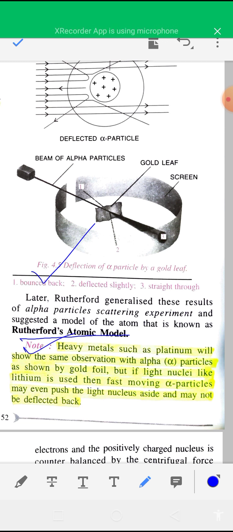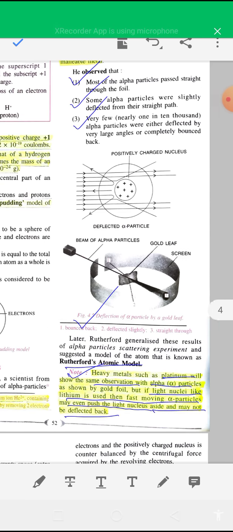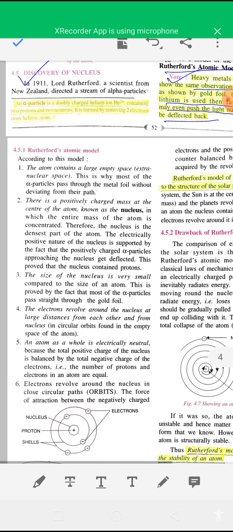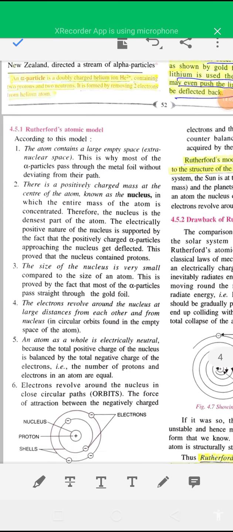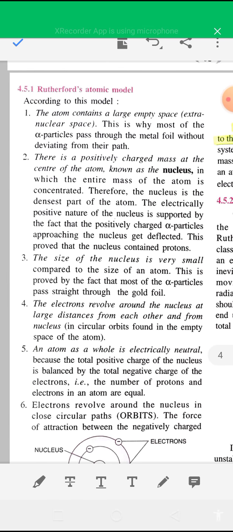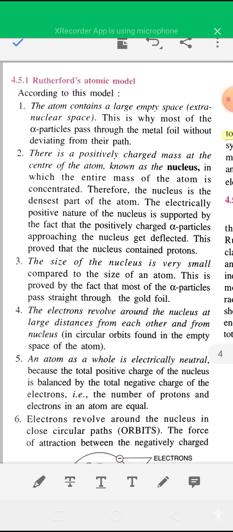One note is given: heavy metals such as platinum will show the same observation with alpha particles as shown by gold, but if light nuclei like lithium are used, then fast moving alpha particles may push the light nucleus aside and may not be deflected back. So you have to take gold foil, a heavy metal like gold or platinum, in Rutherford's alpha particle scattering experiment.